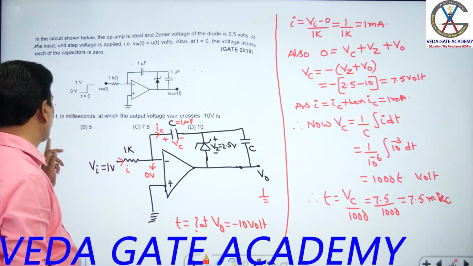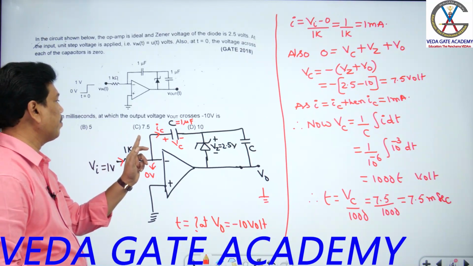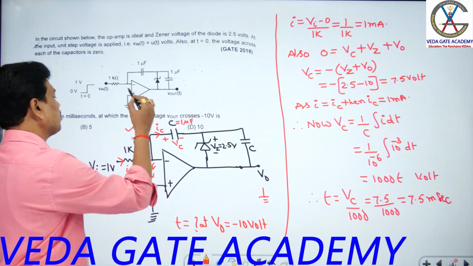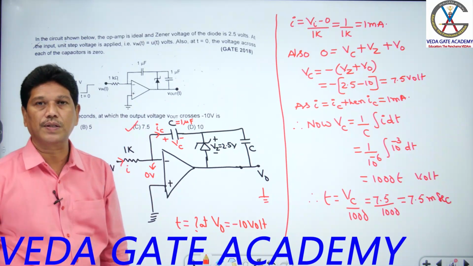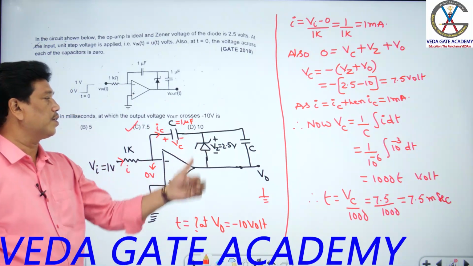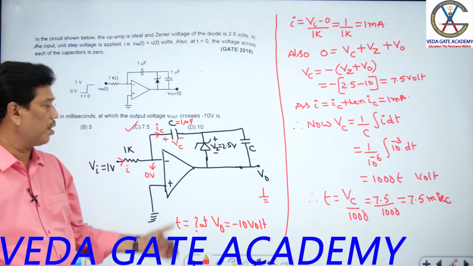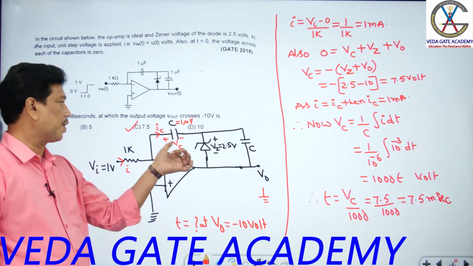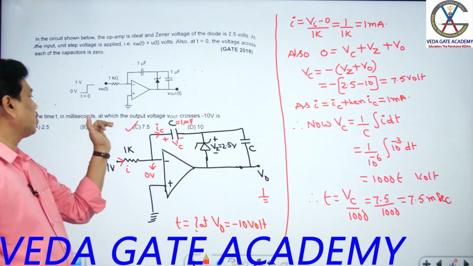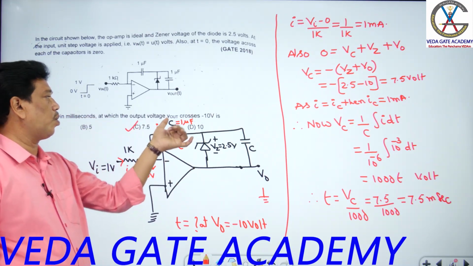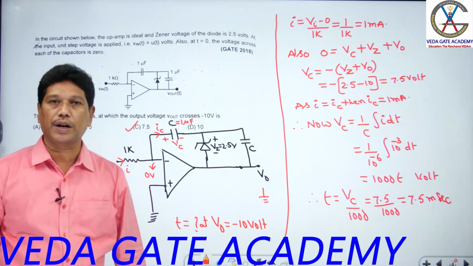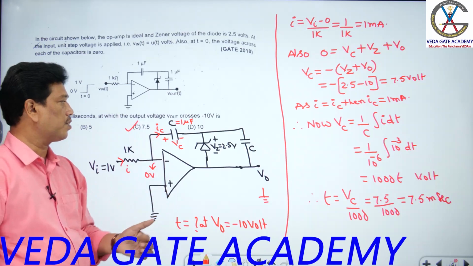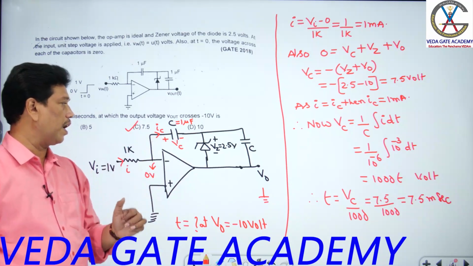So the options given are 2.5 millisecond, 5 millisecond, 7.5 millisecond, and the other one is 10 milliseconds, students. The correct option is 7.5 milliseconds. Confirm now? The circuit is given with the Zener breakdown voltage, asking the time in milliseconds at which the output V0 crosses minus 10 volt. Here I consider that current I, sir. The same current passes through the capacitor, which equals 1 milliampere.